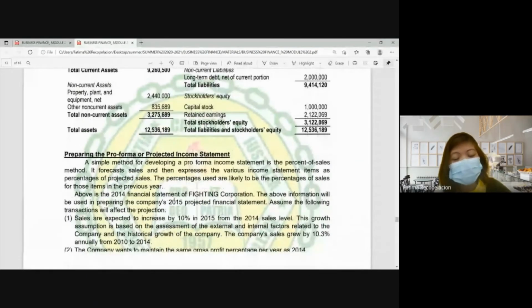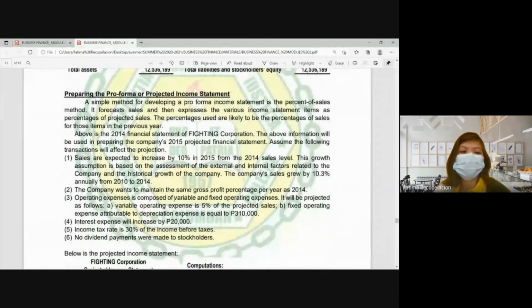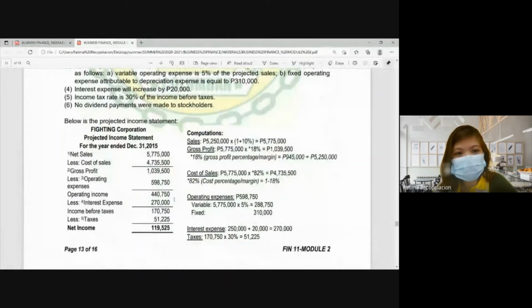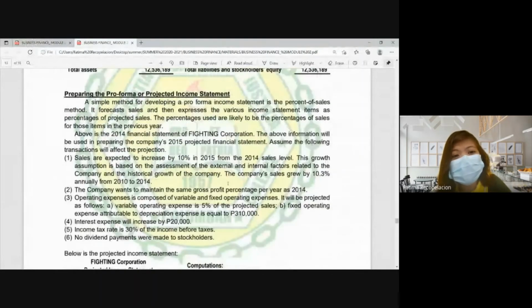Okay, so these are the assumptions. So in the exam, of course, I will provide you the assumptions, and it's up to you how you will apply them upon projecting or forecasting the financial statement. When you are given assumptions, you should see to it that you are applying them properly and correctly.